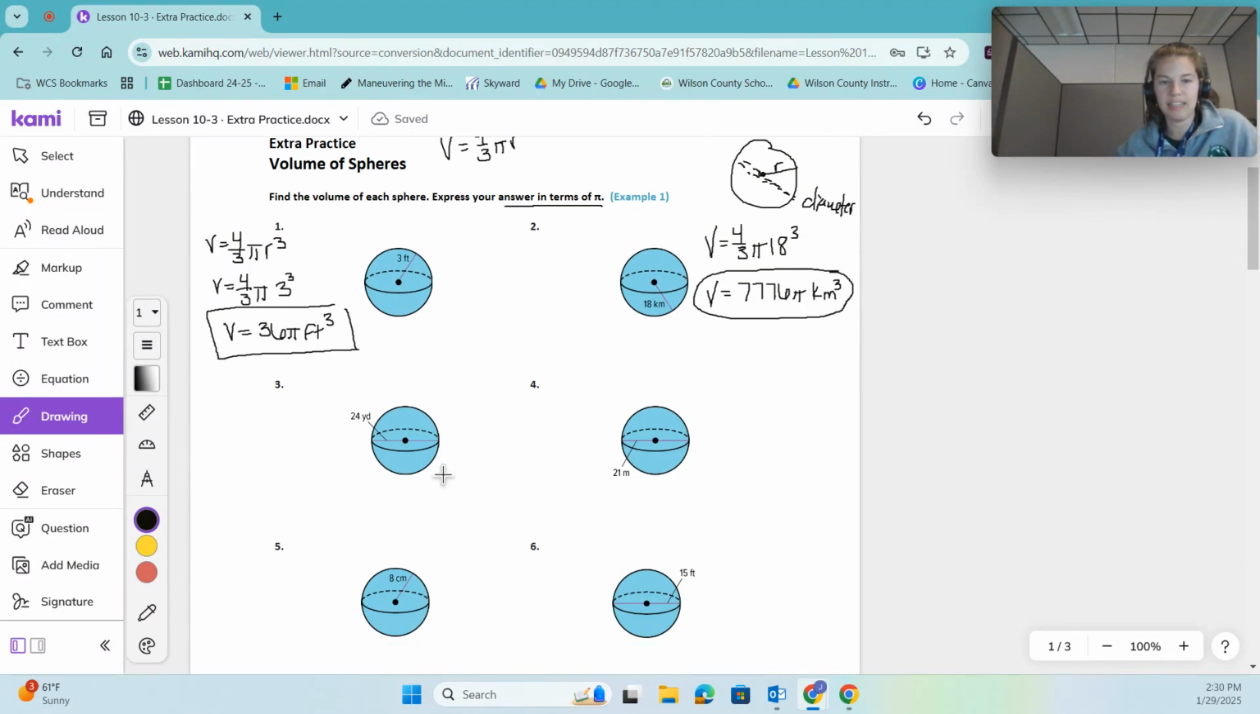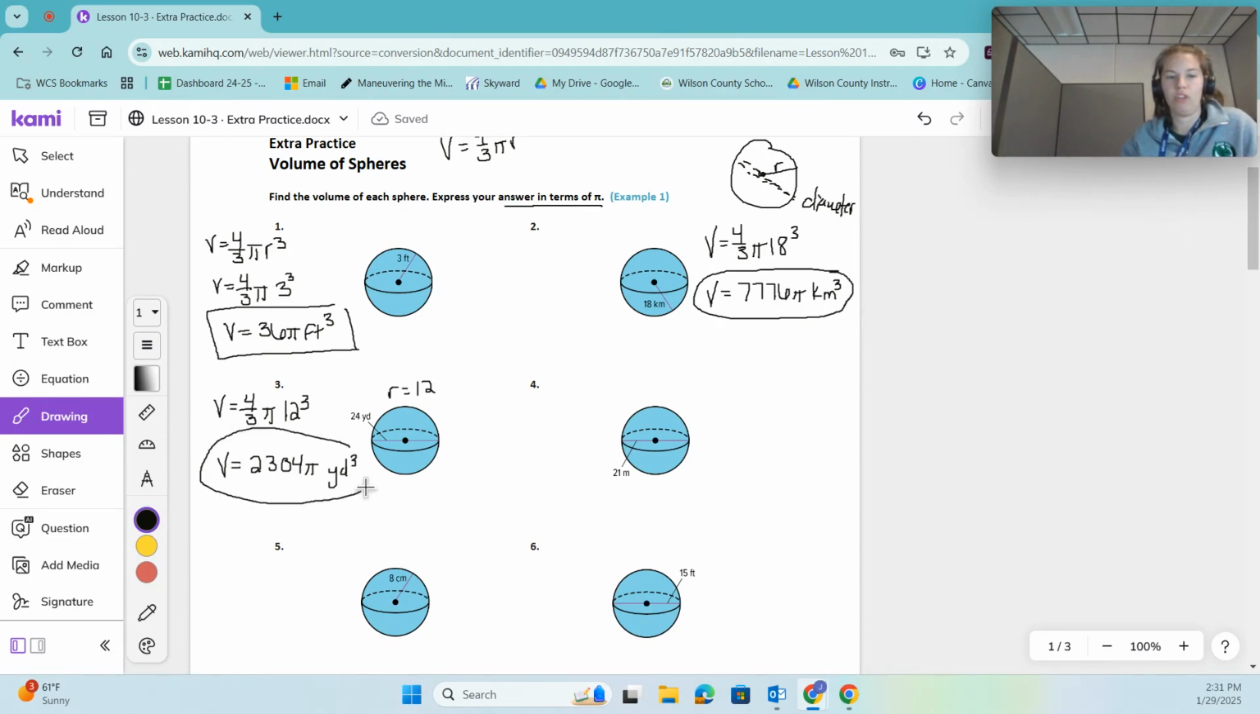Now this next one gives us the diameter, which is 24. If they give me the diameter, I have to first find the radius. So my radius is going to be 12. Then I use my exact same formula, 4/3 pi times radius, 12, cubed. Again, use my calculator, 12 cubed times 4/3, and that is going to give me volume equals 2,304 pi yards cubed. So 2,304 is my volume, and the units are yards cubed.